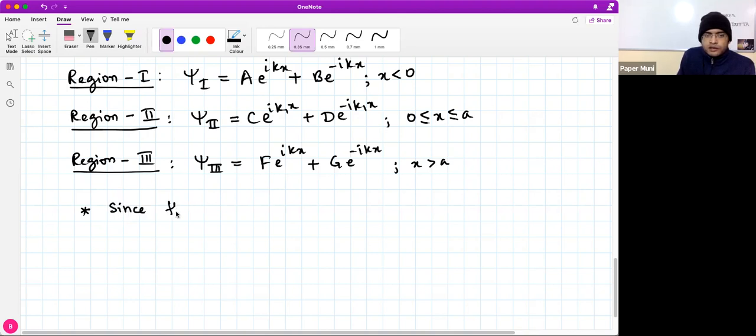Since the particles are incident from left to right.